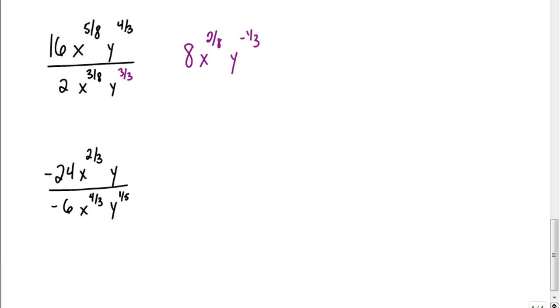Now if you notice, that x fraction, that 2/8, can be reduced, so really you should have had this as your answer: 8x to the 1/4 power times y to the negative 1/3 power. Always make sure that if you're dealing with fractions, whether they're exponents or bases, that you reduce them when possible.